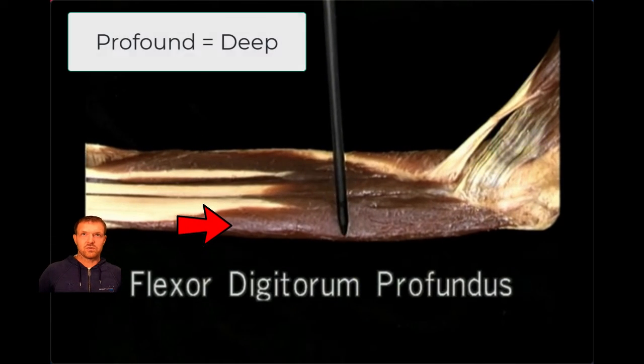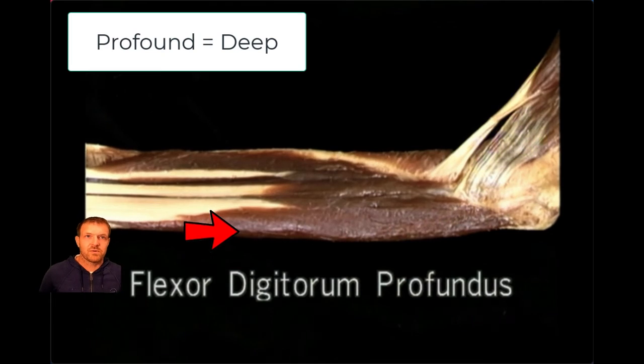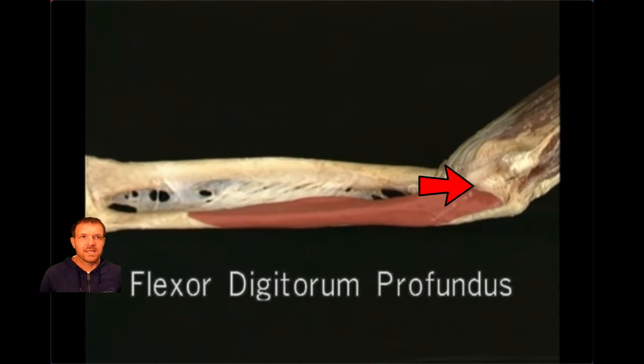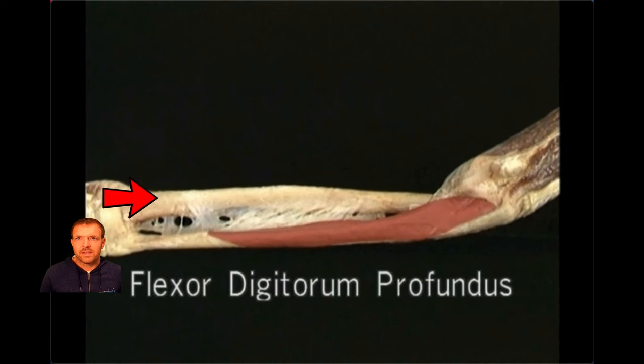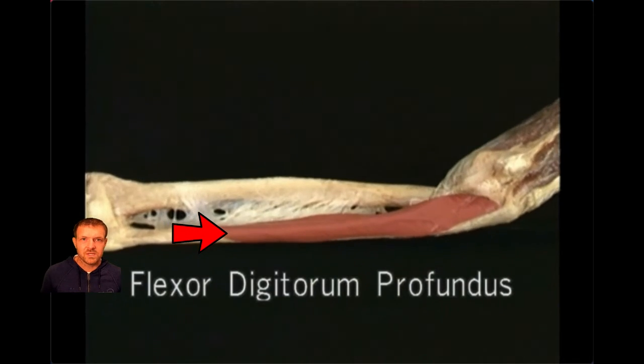So flexor digitorum profundus. Profund or profound means deep, and that's where it attaches. If I just pause that there, that is your radius bone. You can see that there. That connective tissue in between is all your interosseous membrane. So in between the bones, interosseous. And then the attachment is really, really broad, all the way along all of that area there. So flexor digitorum profundus.